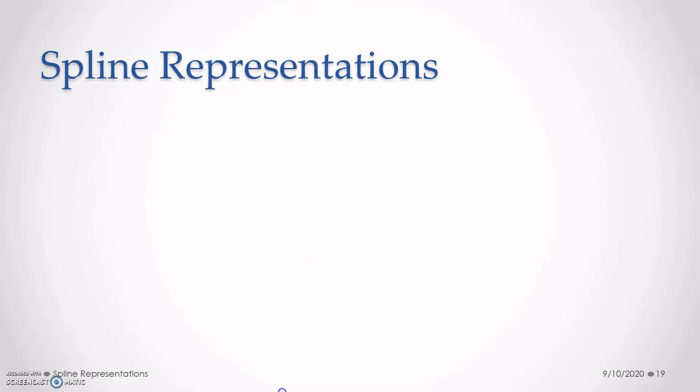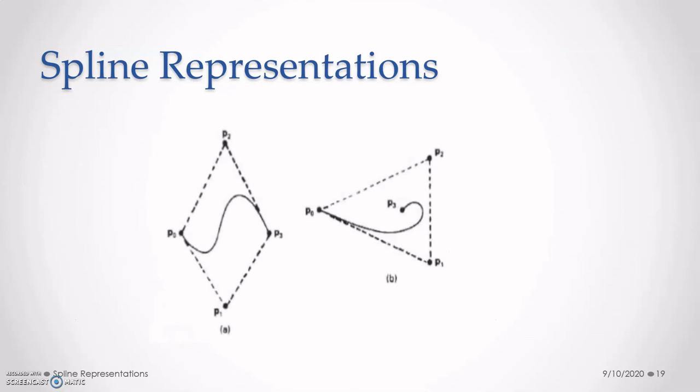This is how the convex hull looks. This is the figure showing convex hull shapes. The dashed lines are known as the convex hull for the 2 sets of control points. Here we have only 2 control points. This is one control point and this is another control point. Within these 2 control points we form a convex hull.